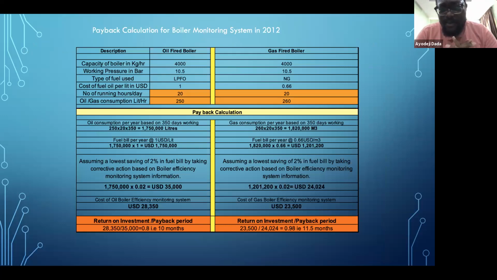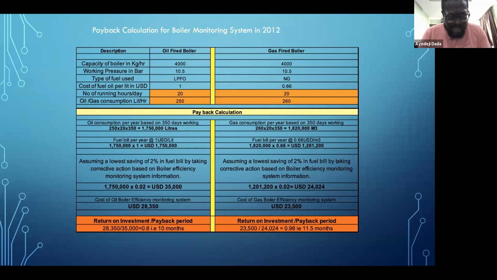I want to show you a payback calculation of one of the boiler monitoring systems I procured in my previous work around 2012. You could see the capacity of the boiler in kg, and the two types of fuel, low pour fuel oil and natural gas. Some of the costs are no more. That's why I put the year. These costs are not reflective now. But I just wanted you to see it as it was at that time.